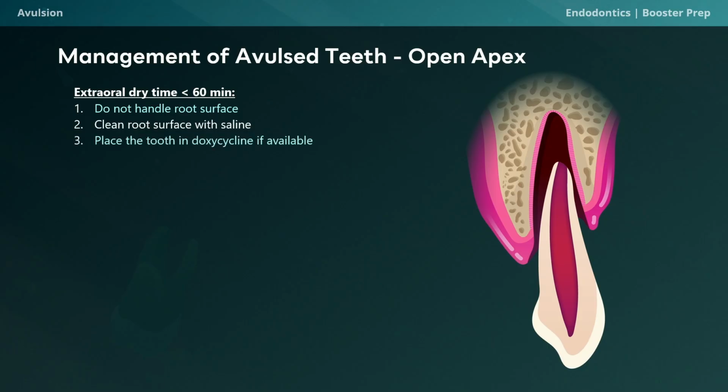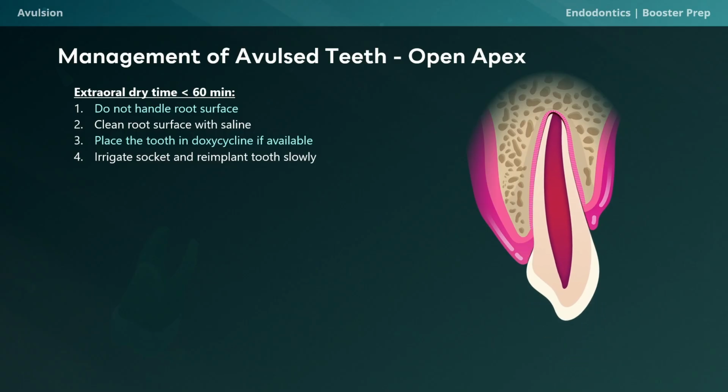Optionally, you can immerse the tooth in a doxycycline solution, and this is beneficial, but most general dental offices don't stock this stuff regularly. Next, any coagulum in the socket should be removed with saline, followed by a thorough examination of the alveolar socket. After all of that, the tooth is then reimplanted slowly using slight digital pressure. To stabilize the tooth, a flexible splint can be used for about 2 weeks alongside systemic antibiotics like penicillin or doxycycline, dosed according to the patient's age and weight.